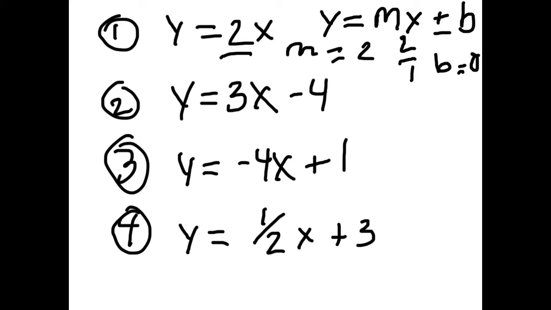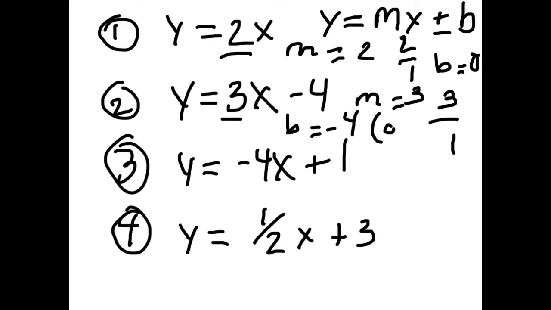When we look at equation 2, our slope, or our m, is 3. Again, we can write it as 3 over 1. And our b would be negative 4, which means as a point, it would be (0, -4). So this line is going to cross the y-axis at (0, -4).